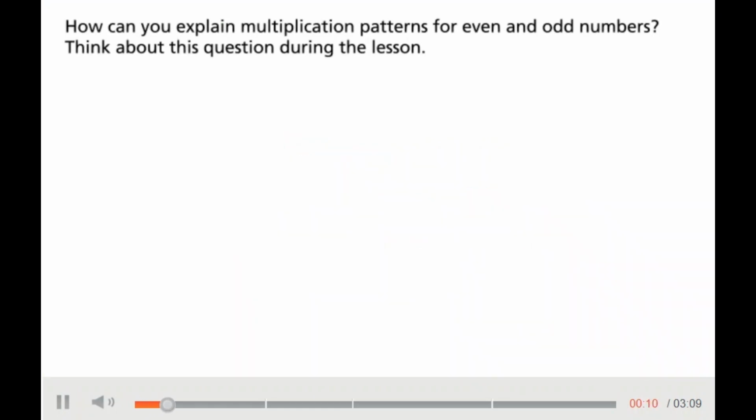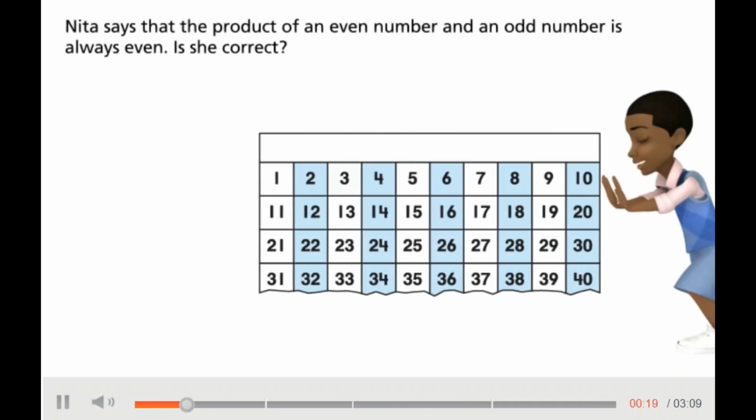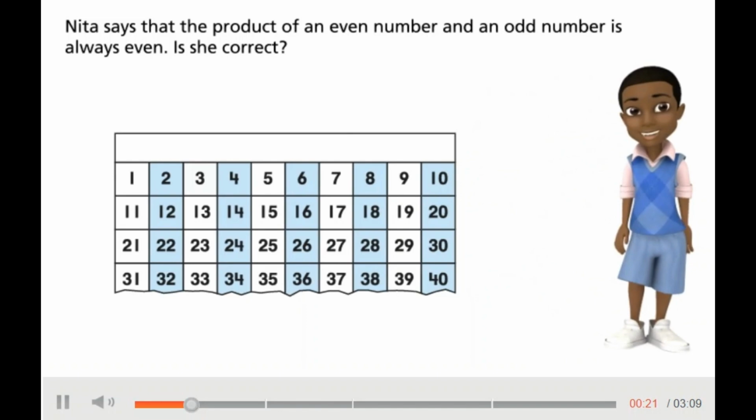How can you explain multiplication patterns for even and odd numbers? Think about this question during the lesson. Nita says that the product of an even number and an odd number is always even. Is she correct?